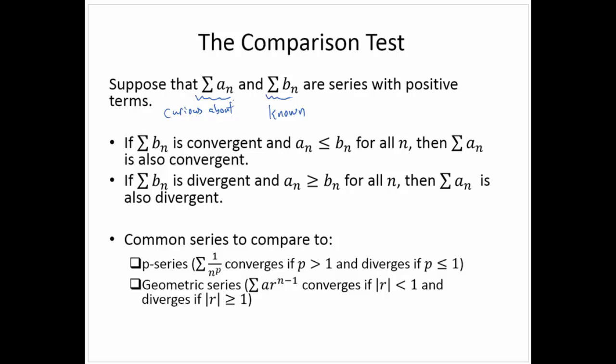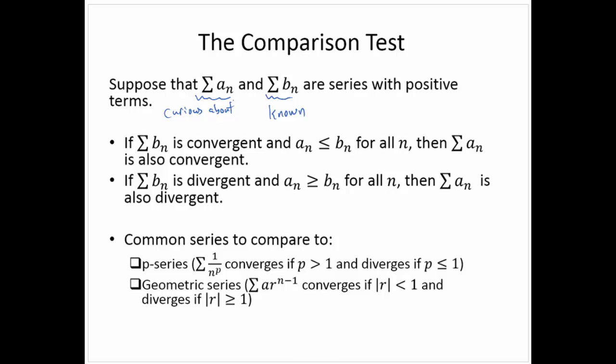Also, if the sum of b sub n is divergent, if the series we know about diverges, and a sub n is greater than or equal to b sub n, so the terms of the series we're curious about are all greater than the terms of the series we know about, then the sum of a sub n is also divergent.